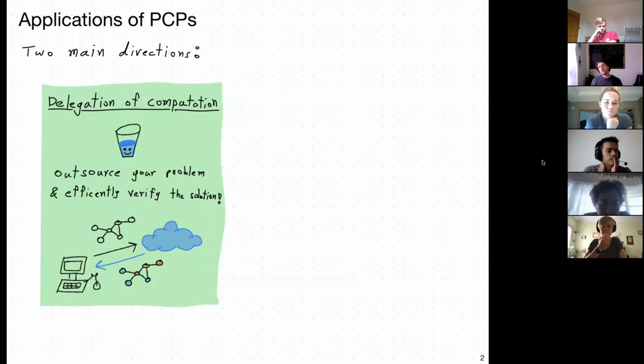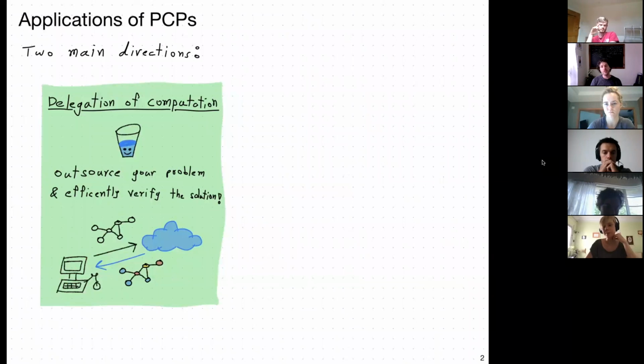The first direction is for people who are glass half full type of people. And that's where we use PCPs to get a positive scheme for delegation of computation. The idea is, suppose that you have some computationally limited device. It could be your desktop computer, which I tried somehow to draw. And we want to solve some hard problem, maybe doing some tree coloring of a graph or something along these lines. And this is too hard of a problem for our computer.